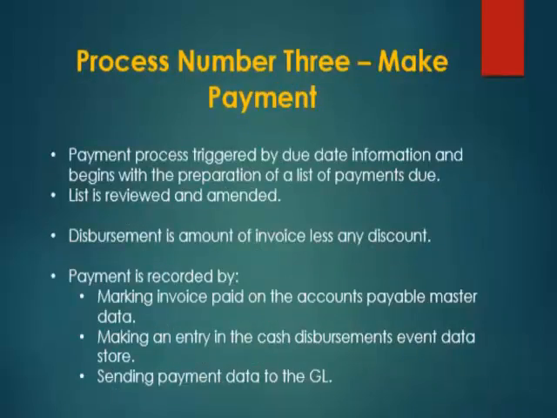Process number 3, make payment. The payment process is triggered by due date information and begins with the preparation of a list of payments due. This list is reviewed and amended. Disbursement is the amount of the invoice less any discount. Payment is recorded by marking the invoice paid on the accounts payable master data, making an entry in the cash disbursements event data store, and sending the payment data to the general ledger.